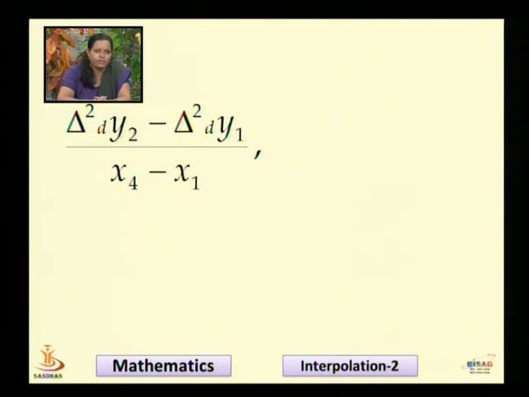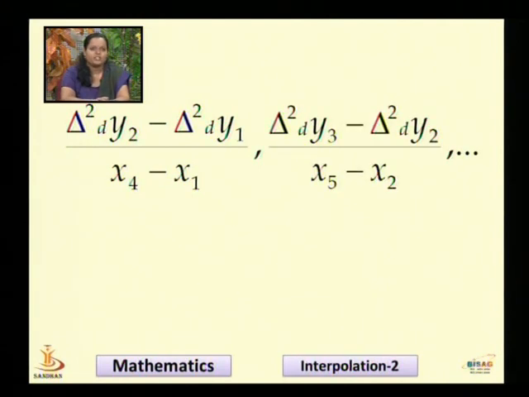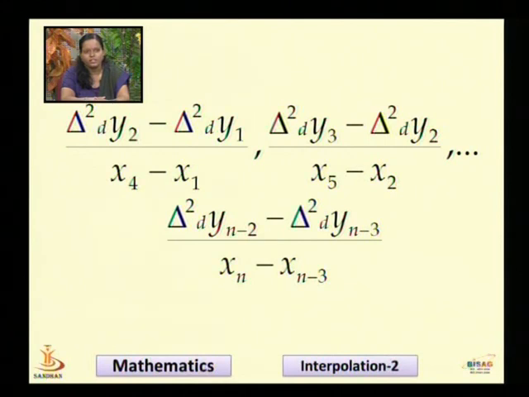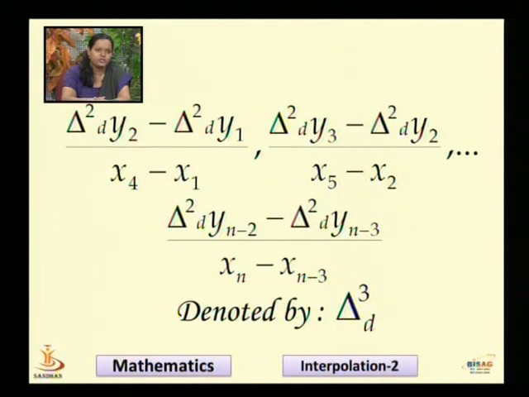we get the third order divided differences, that is delta d square y2 minus delta d square y1 divided by x4 minus x1, delta d square y3 minus delta d square y2 divided by x5 minus x2, so on and so forth, delta d square yn minus 2 minus delta d square yn minus 3 divided by xn minus 3. These ratios of the differences are called third order divided differences. They are denoted by the symbol delta d cube.